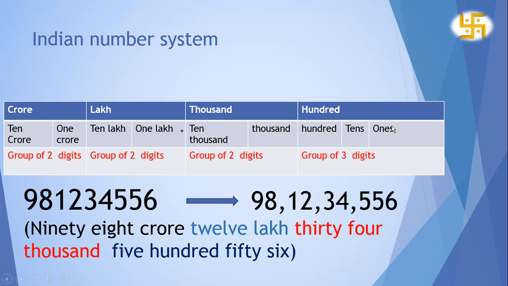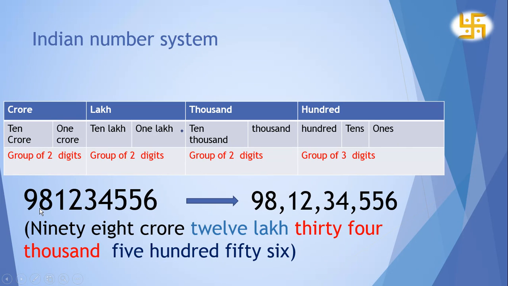The group of 100 contains ones, tens and hundreds. The group of 1000 contains 1000 and 10,000, and the group of lakh contains 1 lakh and 10 lakh. Crore contains 1 crore and 10 crore. So it contains a group of 3, group of 2, group of 2, group of 2. We can say groups of 3, 2, 2, 2 from right to left.